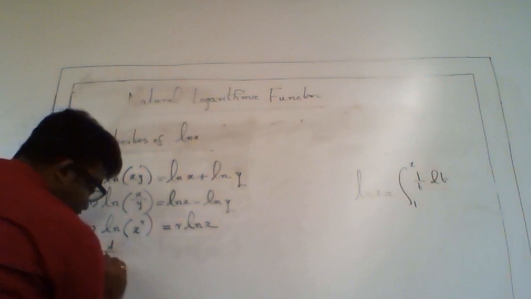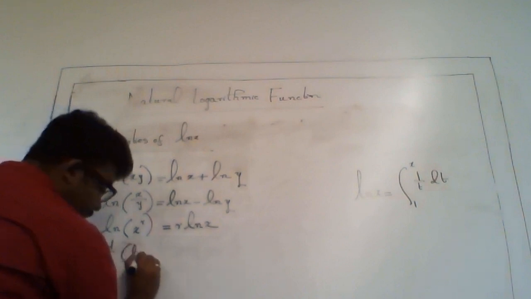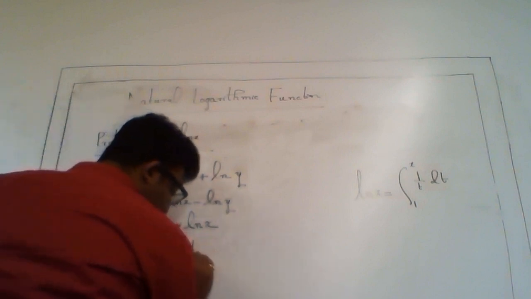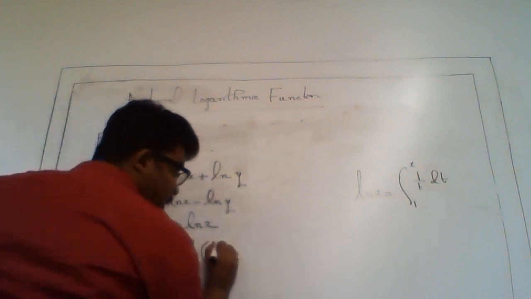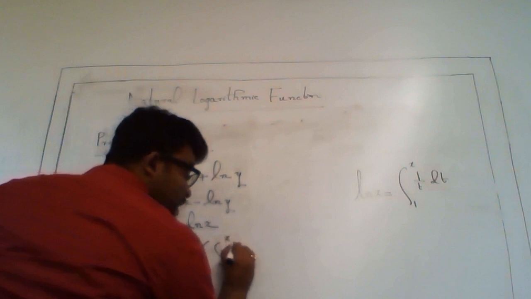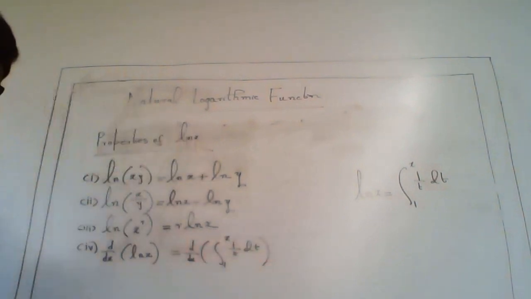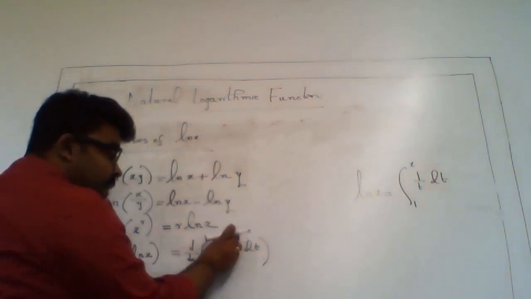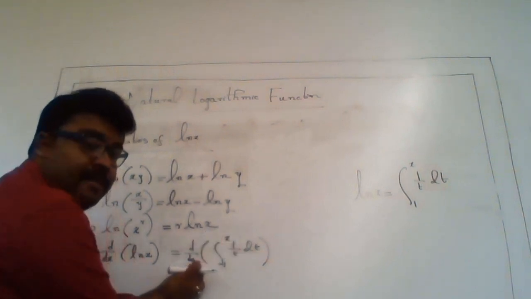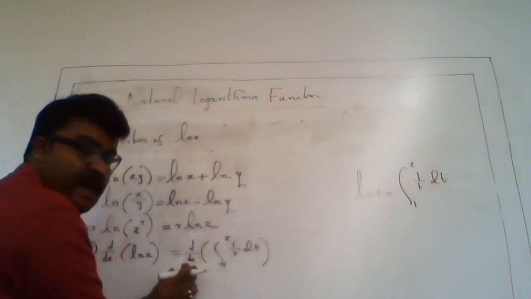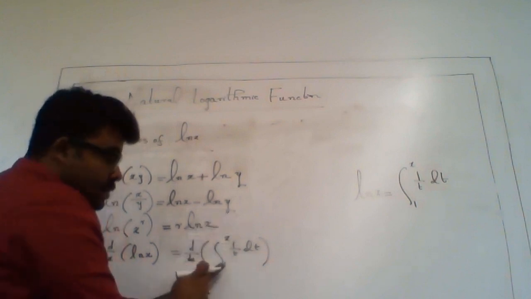d/dx, the derivative of ln x? The derivative of ln x will be equal to the derivative of the integral from 1 to x of 1 by t dt. Now, this is an integral, and outside that I have a derivative. So what does that mean?